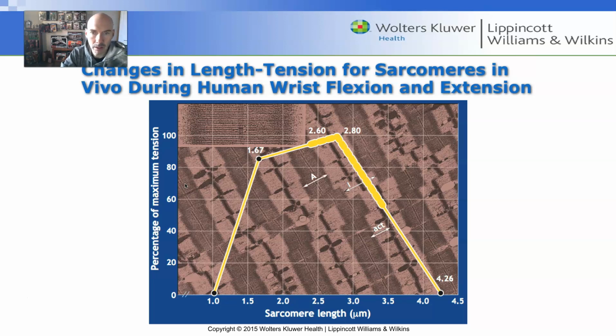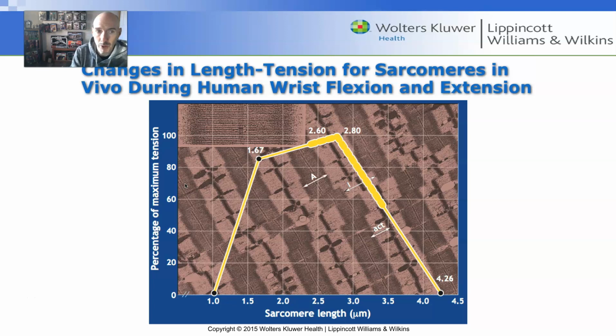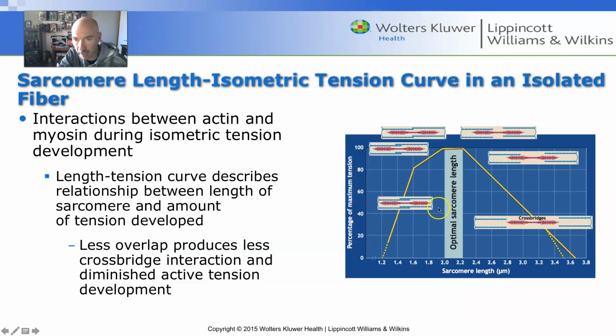Here's more of a graphical depiction of the same idea, that force production ability is the highest in this zone here, where we have sarcomere length corresponding to these numbers, right? Same thing here. Force production is the highest at this level of sarcomere length.